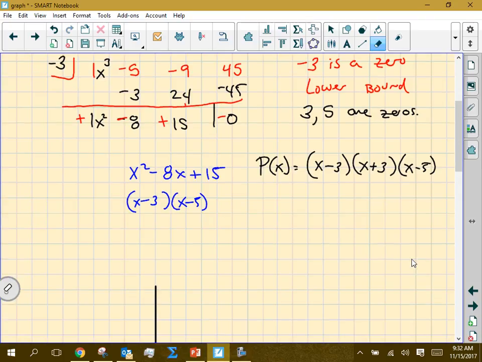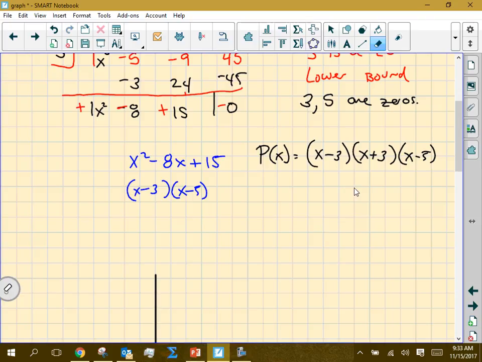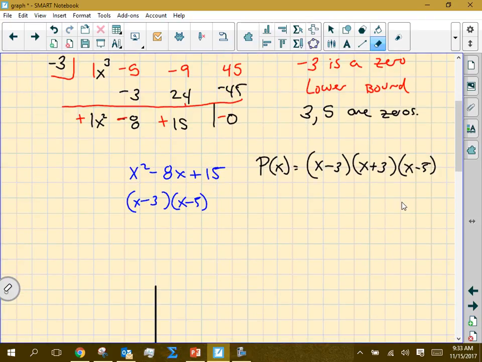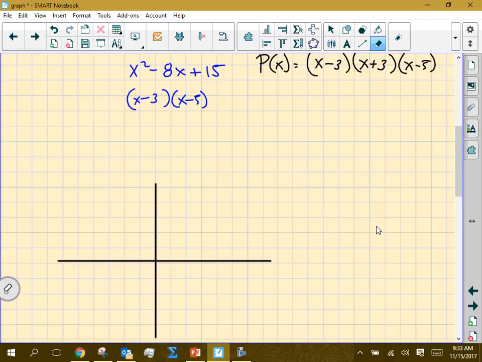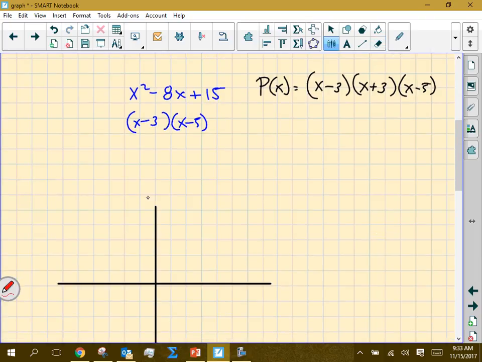I do want to come back to that though. So when we're done graphing this one, I do want to come back to that idea because it tells us something about our graph that is different than this one. But if we know our factors, it tells us our zeros, right? So our zeros are 3, 5, and negative 3, right?